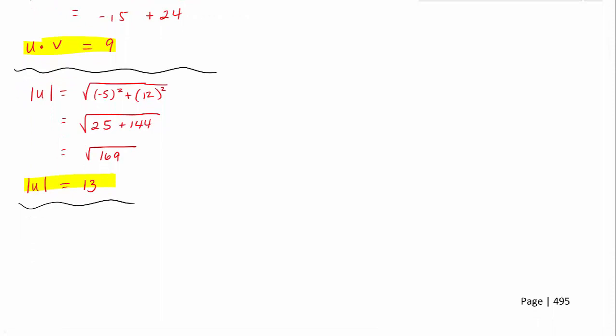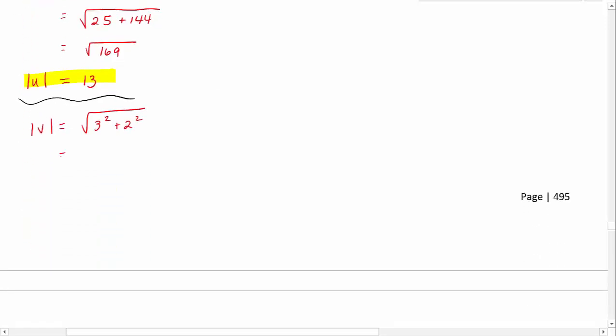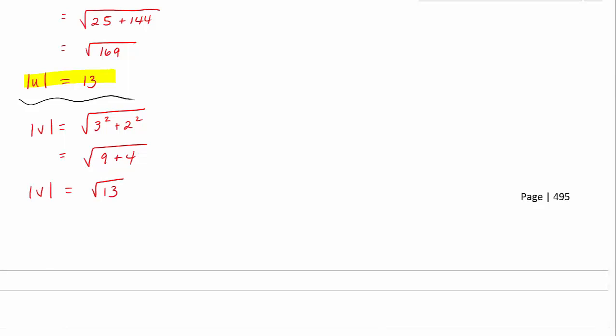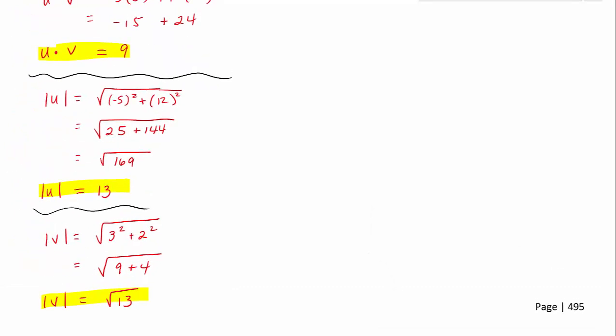And then lastly, we'll find the magnitude of our vector v. It's going to be the square root of 3 squared plus 2 squared. That'll be the square root of 9 plus 4. The magnitude of vector v is the square root of 13. We have the three pieces we need. Now we're ready to put them together using our formula.